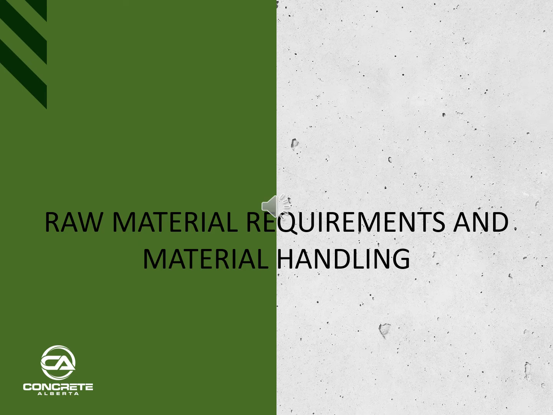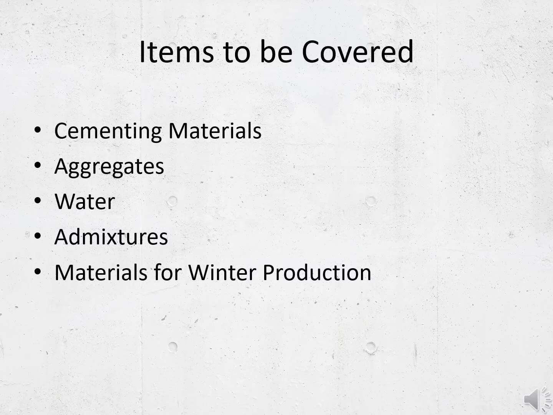Raw material requirements and material handling. In this section of the plant audit, we want to make sure not only that the materials being used are in compliance with CSA, but that the equipment used to handle and dispense the materials are in good working order and prevent cross-contamination or degradation of any kind during the transfer and handling process.